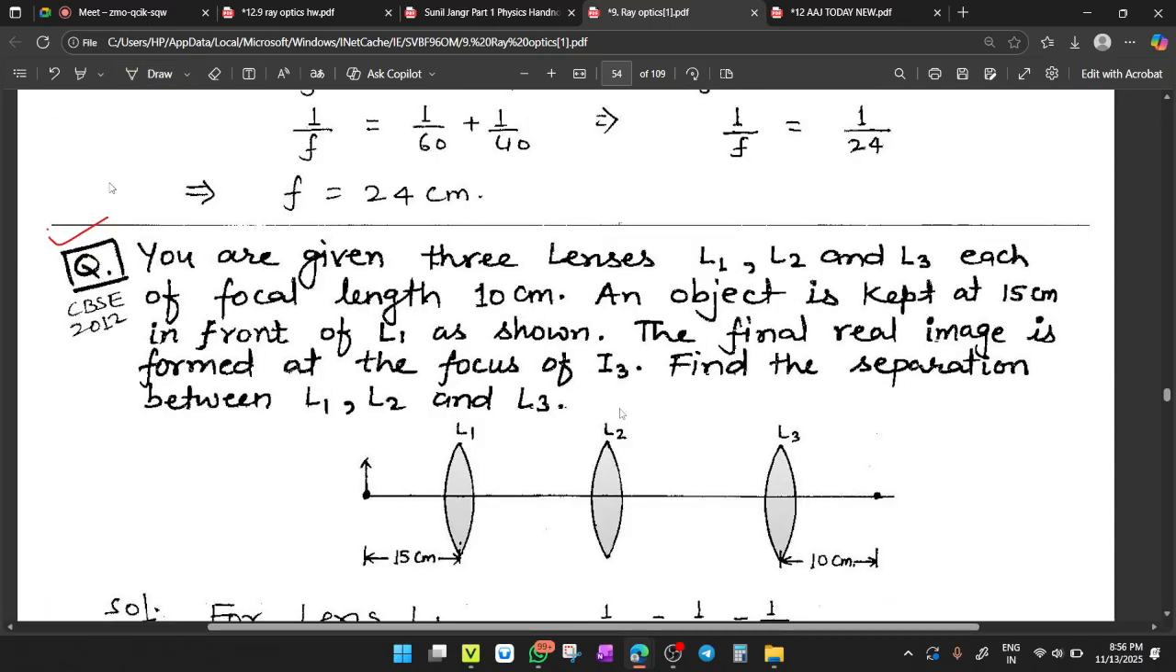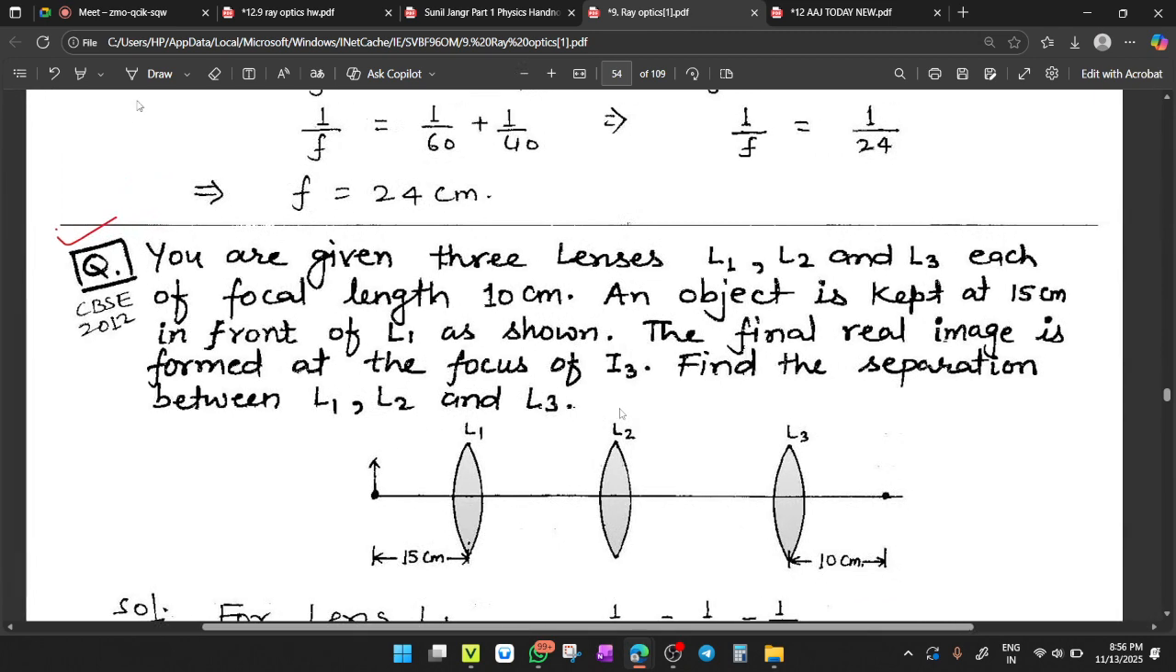Okay, students, let us perform a standard and very important problem here. You are given three lenses L1, L2, and L3, each of focal length 10 centimeters. So remember, each lens has a focal length of 10 centimeter. An object is kept at 15 centimeter in front of lens L1. So here your object is at 15 centimeter, which means it will have a real image because it is not between the focus and optical center. Clear? So first you find the V for the first object.